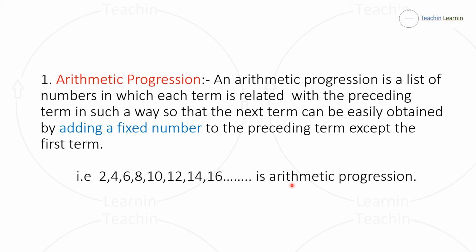So, an arithmetic progression is a list of numbers in which each term is related with the preceding term in such a way that the next term can be easily obtained by adding a fixed number to the preceding term, except the first term.